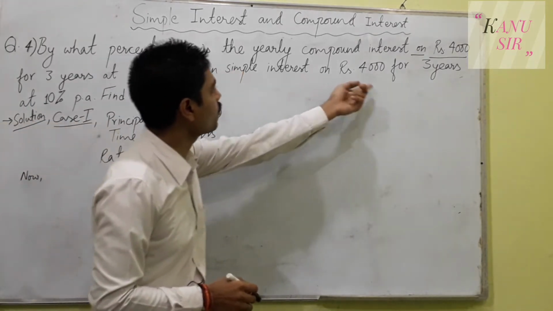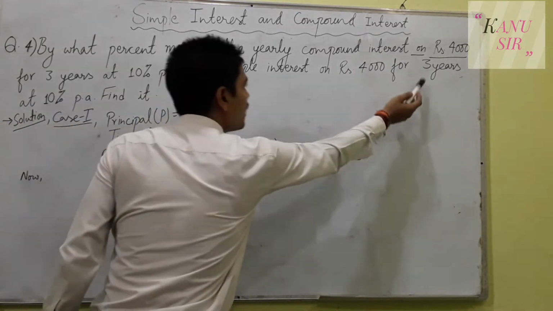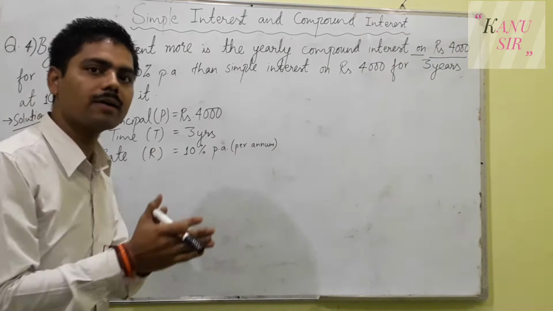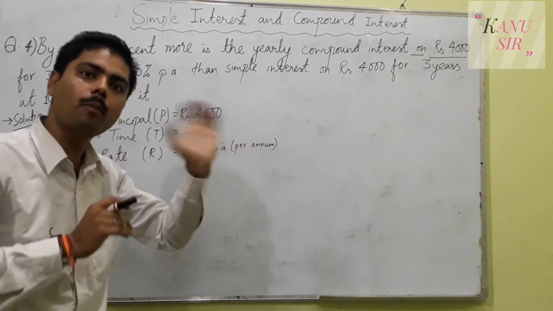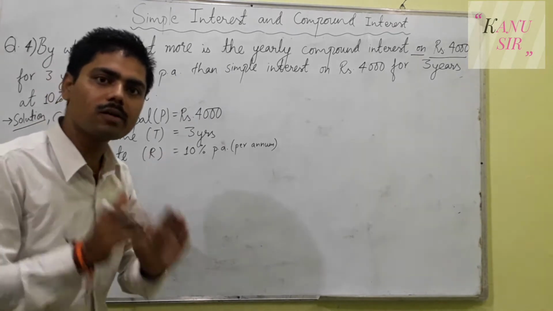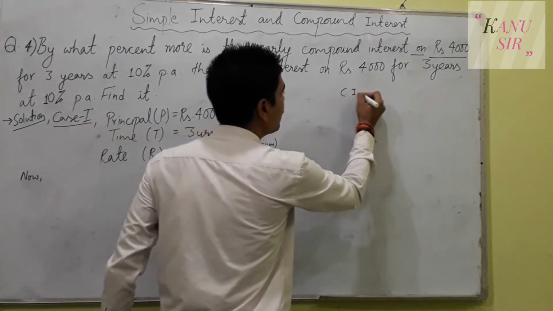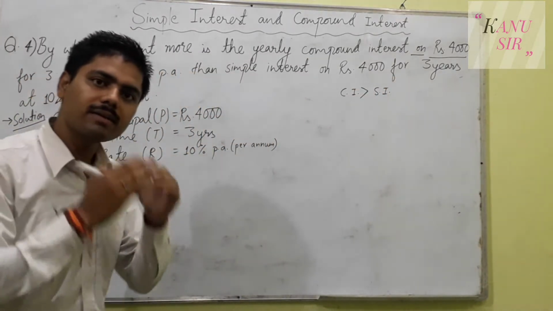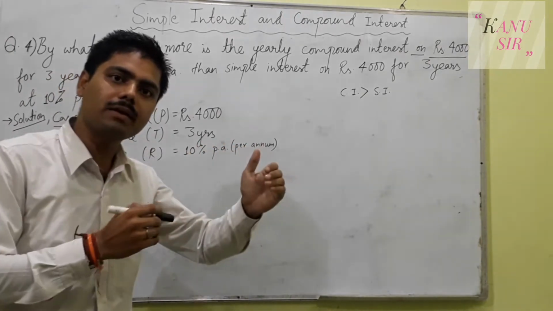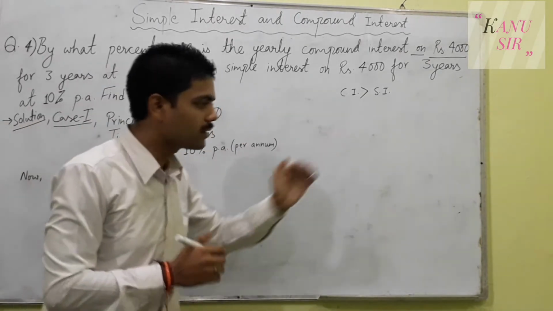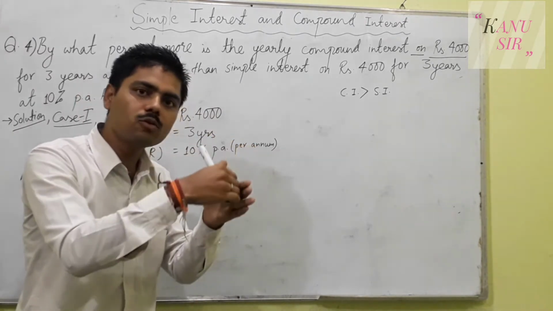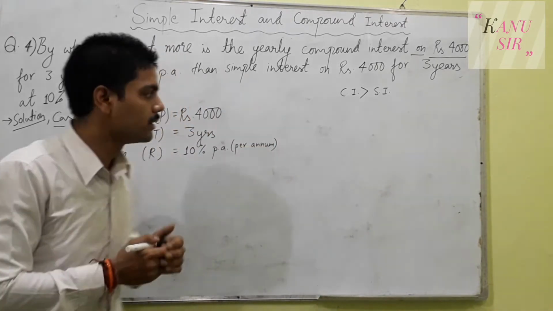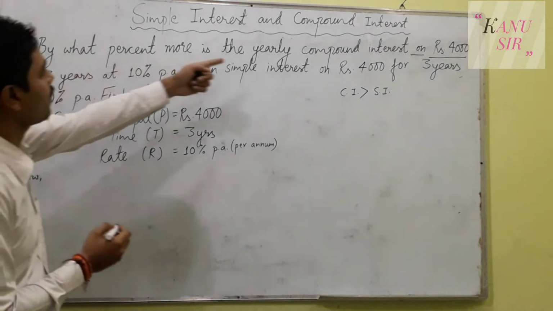Then the simple interest on rupees 4,000, time is 3 years and the rate is 10%. But what is asked here is the difference: by what percentage is the compound interest more than the simple interest? As I have already said, compound interest will always be greater than simple interest, because in simple interest the interest is taken after every year in a simple way, but in compound interest the interest is added to the principal in the next year and a new principal is formed, and that gets more interest in the second year. So let us first find the compound interest.